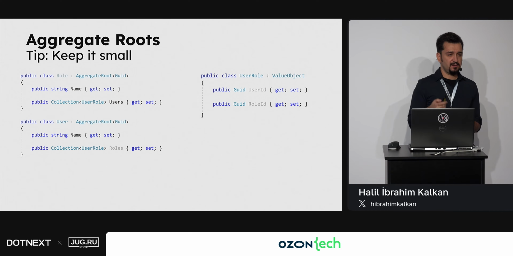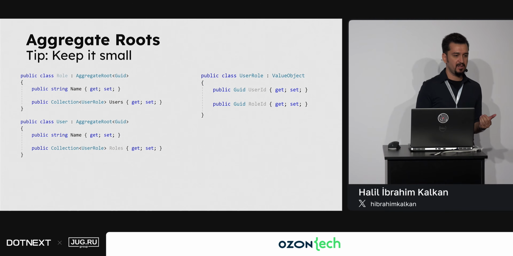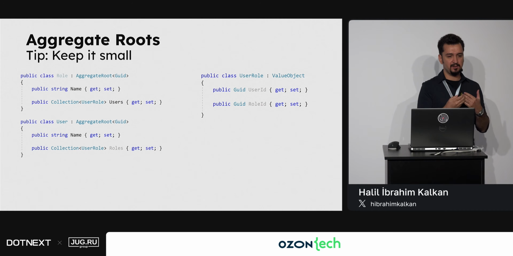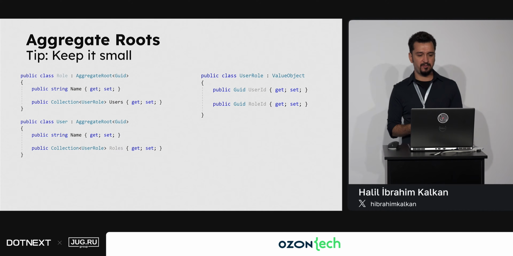And the second rule is not really a rule, but a suggestion. You should keep the aggregate small, because you will read this aggregate whenever you need to make a small change. You need to load the whole aggregate into memory, make some change and save it all together. So it should be small to be performant.